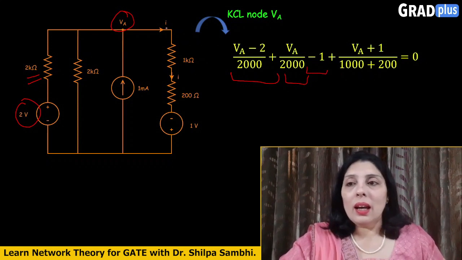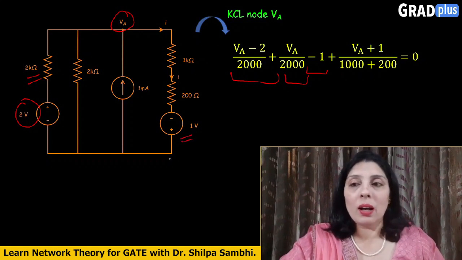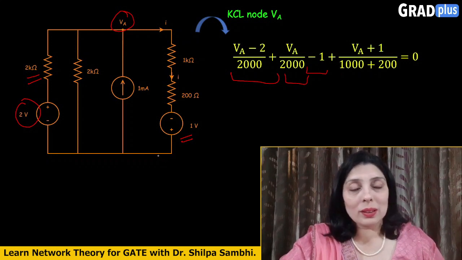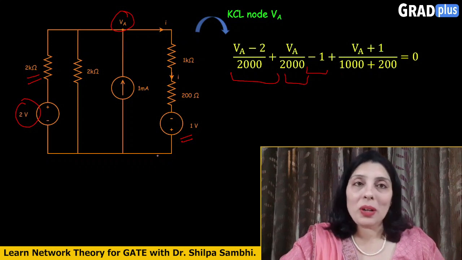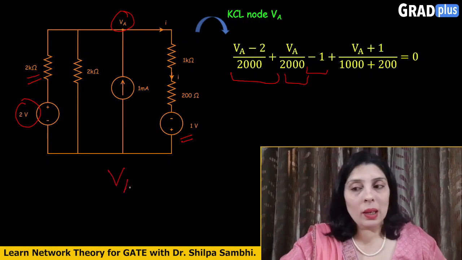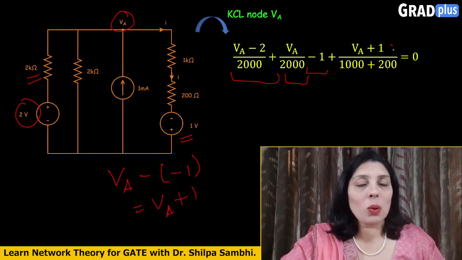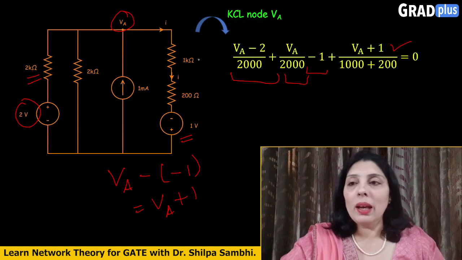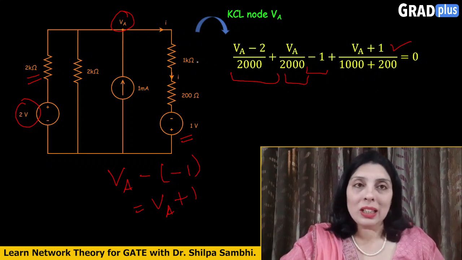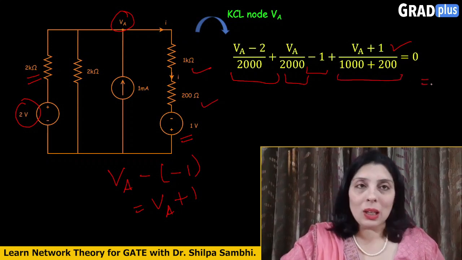And here in this branch, just observe the polarity of this voltage source. Now the plus sign is appearing downwards. So how are we going to write the potential of this particular branch here? It is written as VA minus of minus 1, which is equal to VA plus 1, and that is what is written here, divided by the series addition of these two resistors, which is 1000 plus 200, and this is equal to 0.